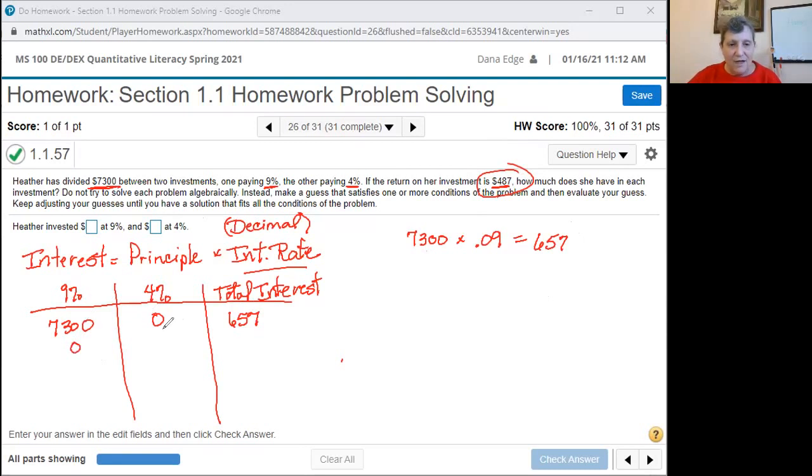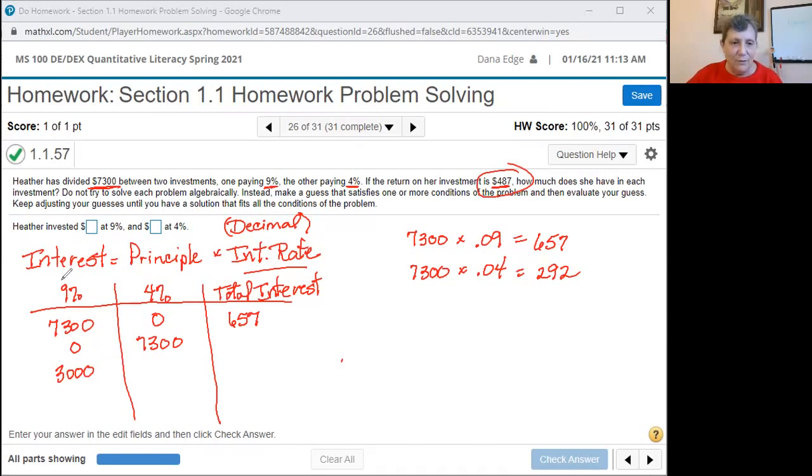If there was nothing in the 9% account, if she put all of it in the 4% account, then her interest would be 7,300 times 0.04, and it would come to $292. Too small. This is actually kind of halfway between that. So let's kind of halfway split it. What if she had $3,000 at 9%?